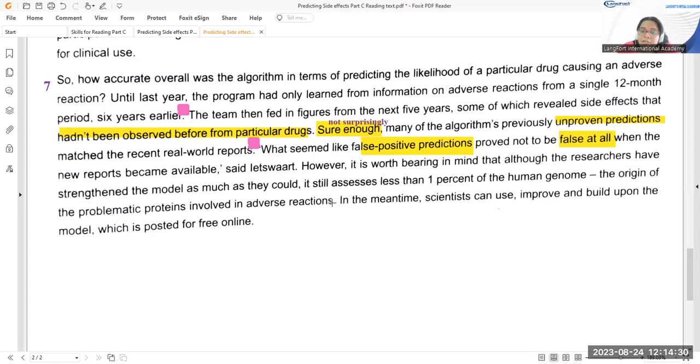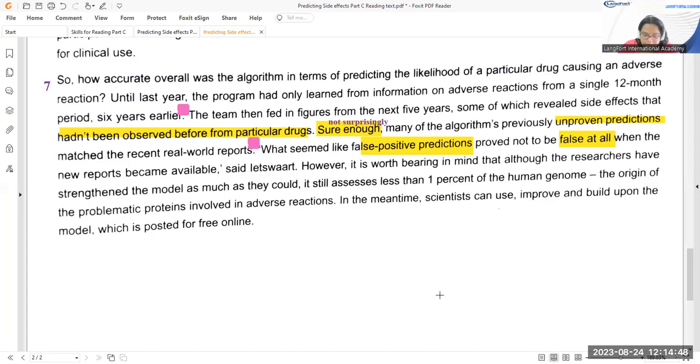So they are saying, remember that. Then meanwhile, the scientists can use the algorithm, improve it, and build upon it, because it's posted free online. All of you go through it. So the writer is like, how accurate is the algorithm?